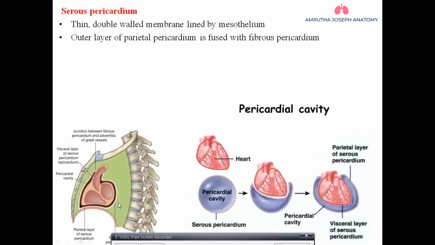As I mentioned before, the parietal layer of the serous pericardium, this is the parietal layer now, it is fusing with the part of pericardium which is seen outside, that is fibrous pericardium. So the inner layer is very closely related to the heart, whereas the outer layer there is fibrous pericardium.